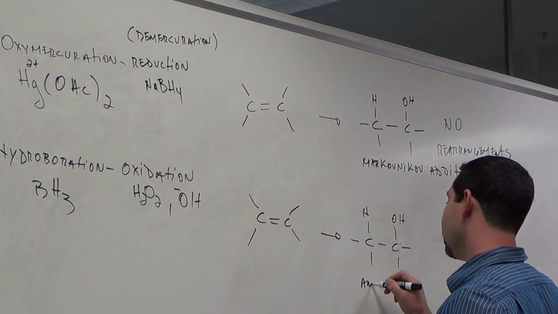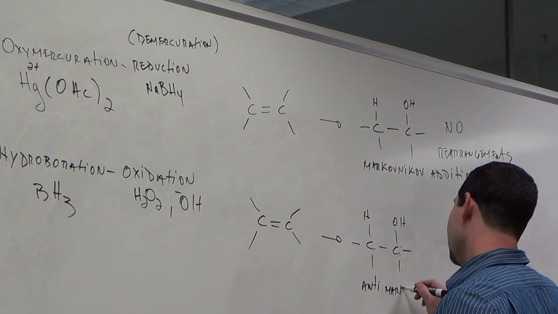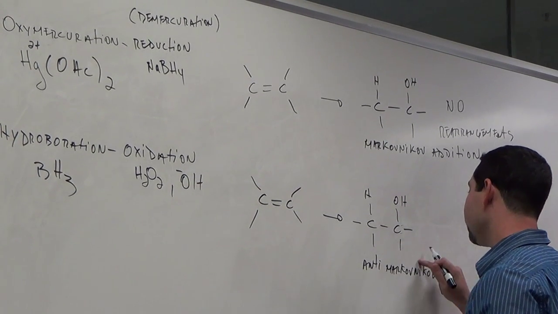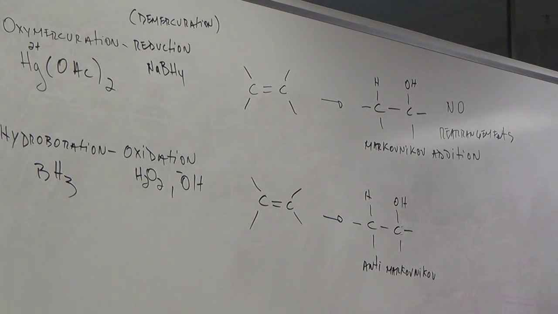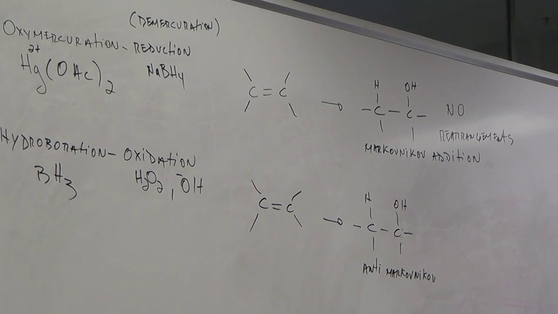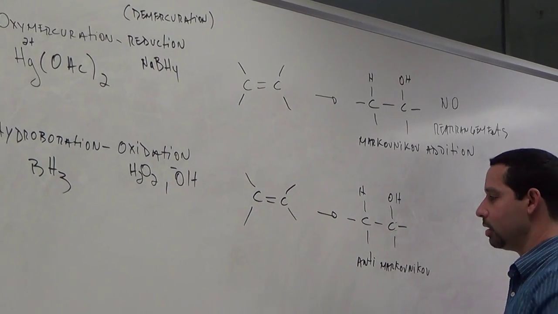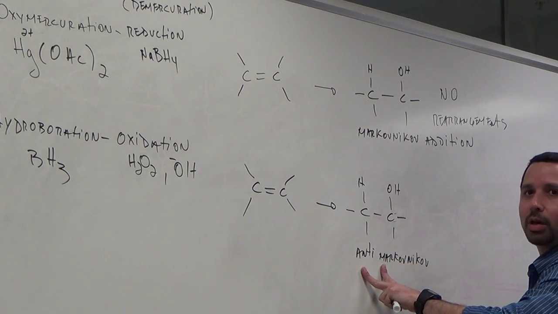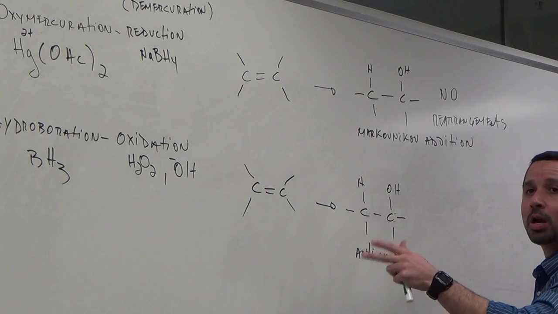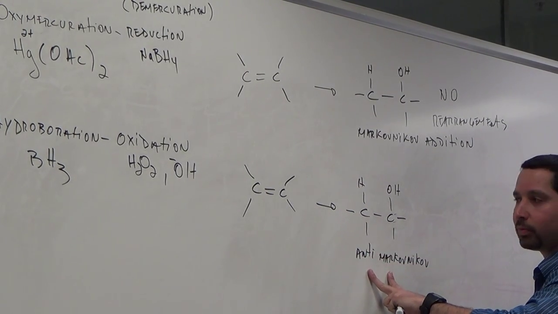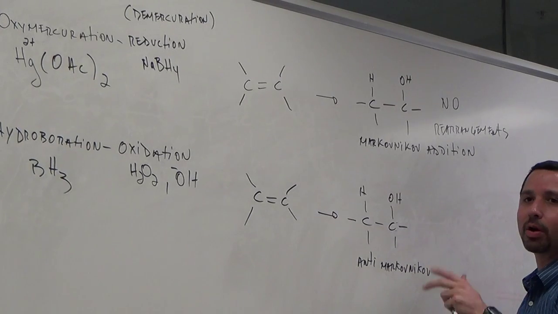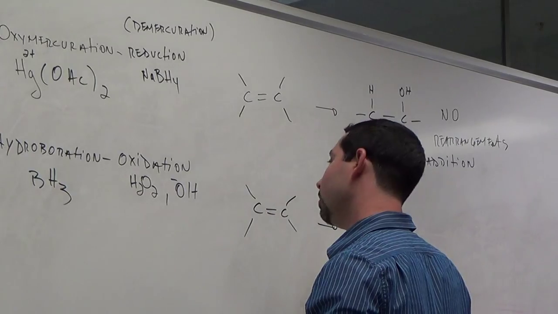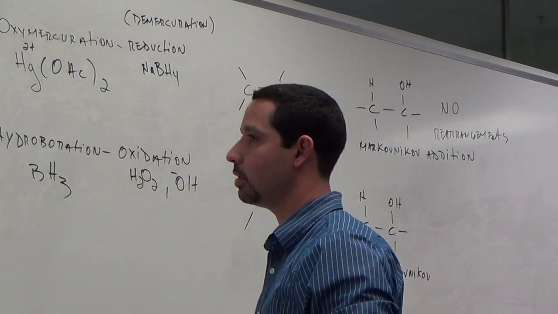This is anti-Markovnikov. Now the book does not like to call this anti-Markovnikov because it thinks you are going to remember it like anti-addition. I don't care. This is Markovnikov and this is anti-Markovnikov. If you want to call it non-Markovnikov, that's fine with me. Call it whatever you want, but this one is Markovnikov and that one is not Markovnikov.